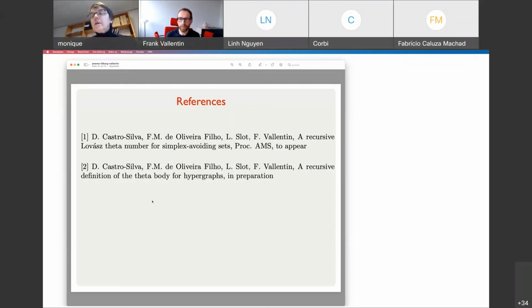Yeah, I have a question. Of course. So I think there's several ways of defining perfect hypergraphs. Do you know if for one of them this theta number is sharp?